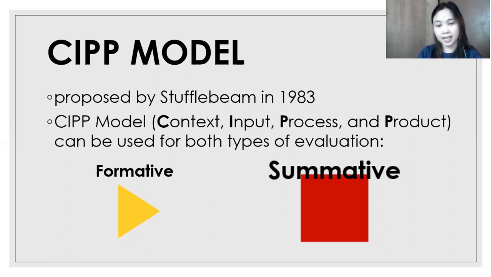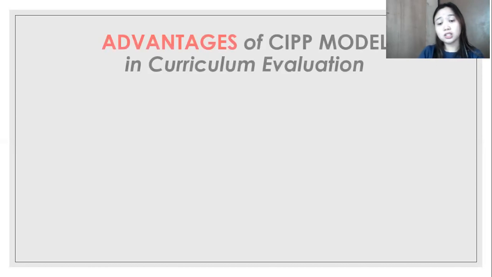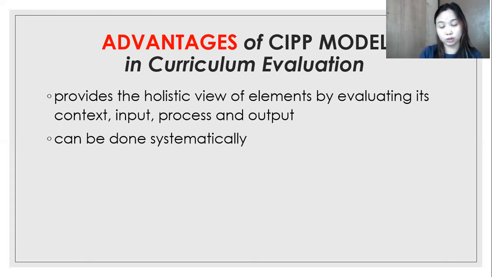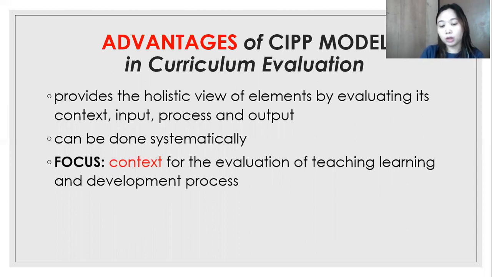desired outcomes are attained. Now, there are advantages of the CIPP model in curriculum evaluation. First advantage of using the CIPP model is that evaluators are given a holistic view of elements by evaluating its context, input, process, and output. Second, it can be done systematically, which means that it aims at fulfilling the general needs of the evaluation. And the difference of the CIPP model to other evaluation models is that it focuses on the context for the evaluation of teaching, learning, and development process. This is according to Stufflebeam and Shinkfield in 2007.